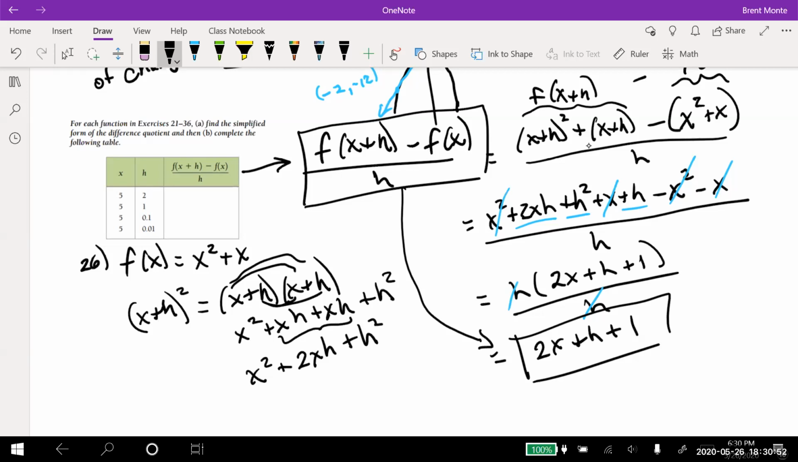So this simplified here, I'm just going to replace that. Let's get rid of this arrow here, and we'll say this is equal to 2x plus h plus 1. So now when I see, for instance, the 5 and the 2, I just plug the 5 in for the x and the 2 in for the h. So this first one is 2 times 5 plus 2 for h plus 1. So I get 10 plus 2 plus 1 is 13.